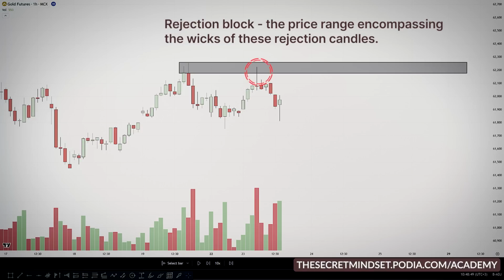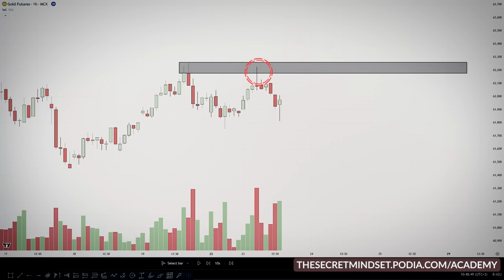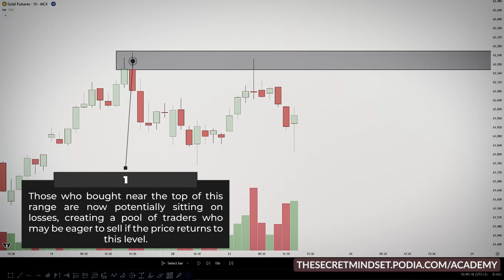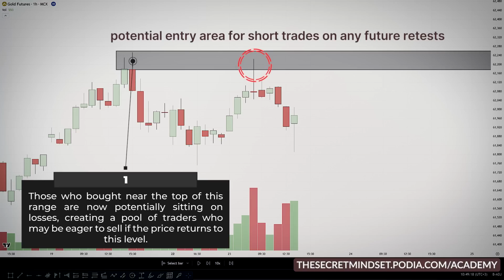The rejection block represents a zone where selling pressure has overwhelmed buying pressure. It's an area where the market has shown it's not yet ready to accept higher prices. Those who bought near the top of this range are now potentially sitting on losses, creating a pool of traders who may be eager to sell if the price returns to this level. For traders who missed the initial move down, this rejection block becomes a potential entry area for short trades on any future retests.